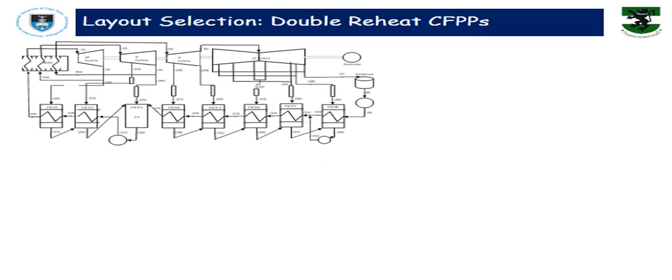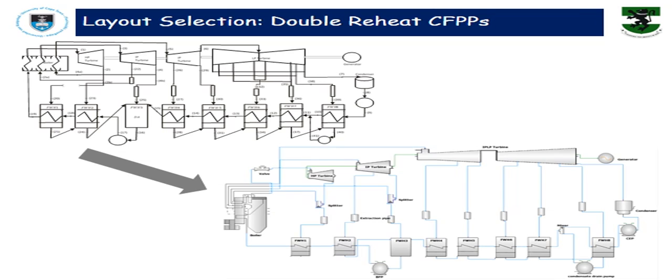For the double reheat coal-fired power plants, the layout that was selected is something that looks like this, with a high pressure turbine, two intermediate pressure turbines and one low pressure turbine with double flow. For the double reheat, we had to select 8 feed water heaters because that's typical of what you would see in double reheat power plants, from 8 upwards, because they are usually large when it comes to power output. And we represented this layout in the software with this particular configuration.